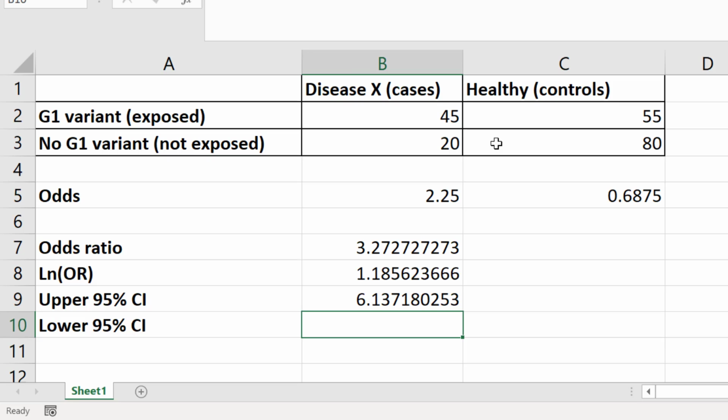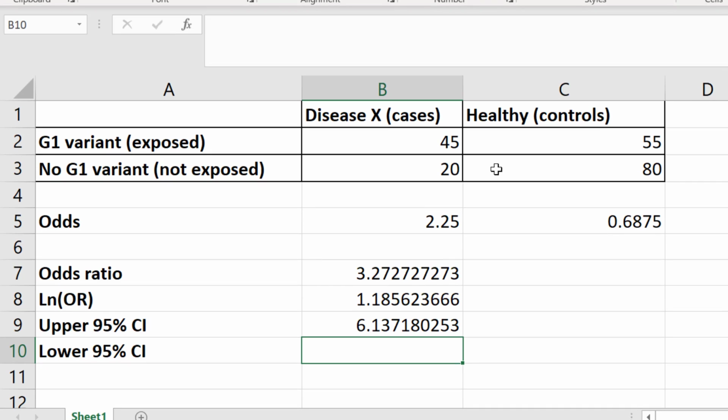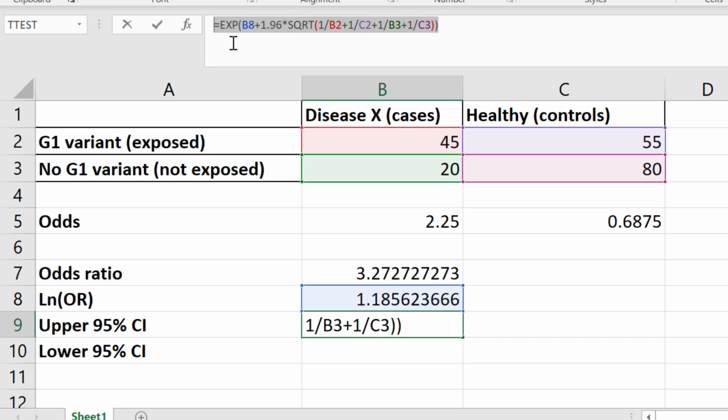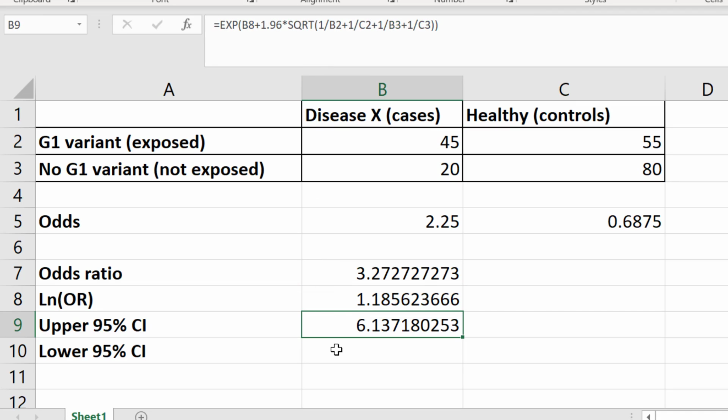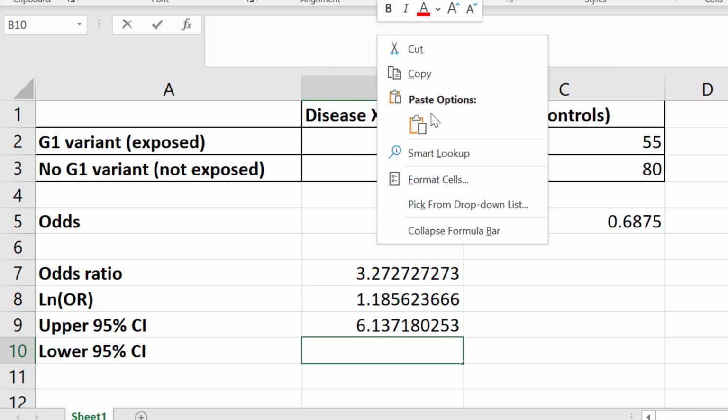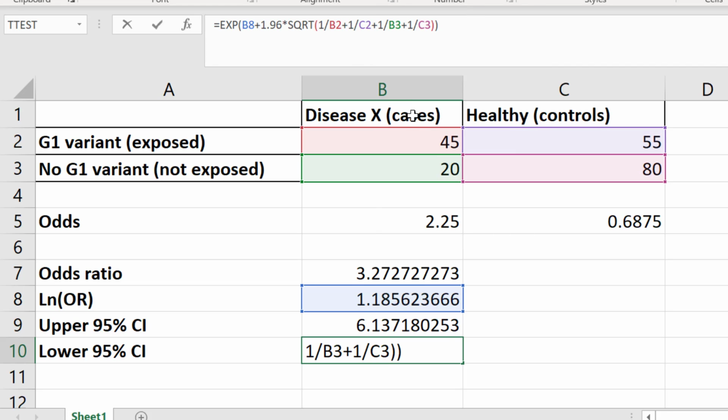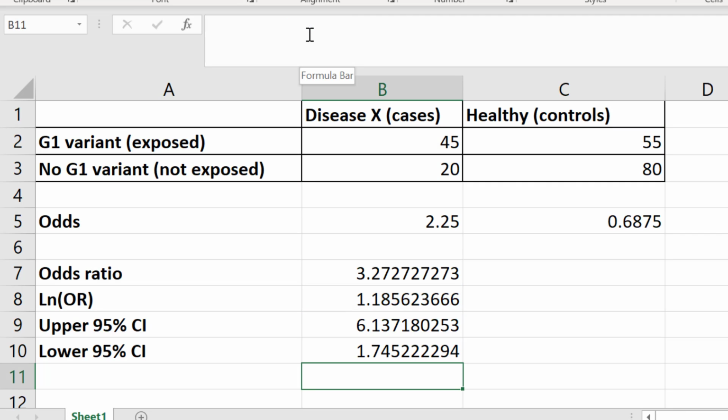To calculate the lower 95% confidence interval, the process is exactly the same, but this time we must subtract the second part of the equation instead of adding. An easy way to do this is to simply copy the formula we entered previously and paste this into a new cell. Then replace the plus with a subtraction and press enter. So the 95% confidence intervals in this example are 1.75 and 6.14.